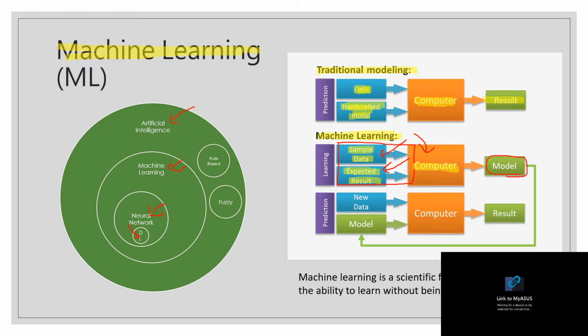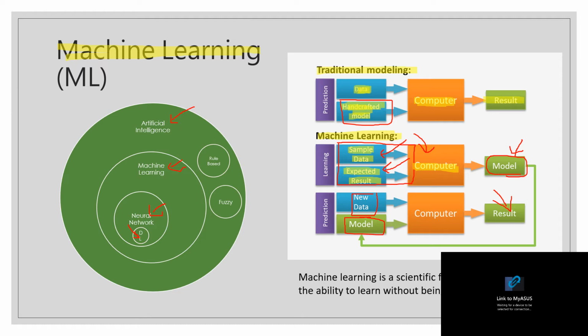In traditional programming, you build it by yourself, so the model is here. But in the machine learning approach, the computer helps you to build the model, so the model is here. Once the model is built, when there is new data, for example you use the camera to capture a new image, you put $100 again in front of the camera, and by using this model, the computer will tell you whether it's $100 or $10 or not. So this is the machine learning approach.